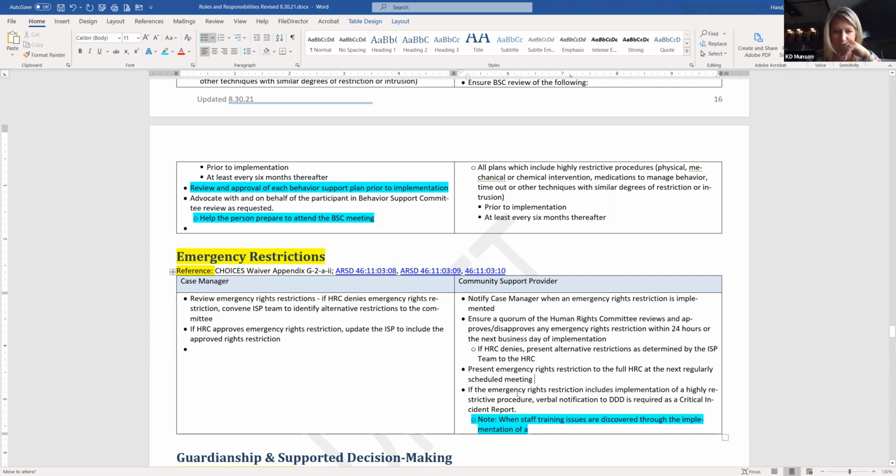Okay, back to the bullet point, number one under the case manager, could that be: if HRC denies emergency rights restriction, convene ISP team as needed? Because if it is just a training issue for staff, we don't need to meet the full team. Sure. Okay, thanks. Yep, that makes sense.